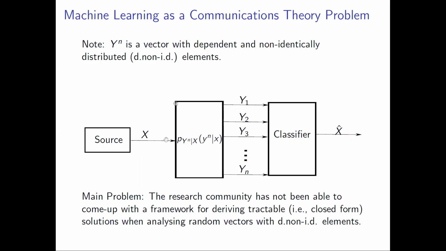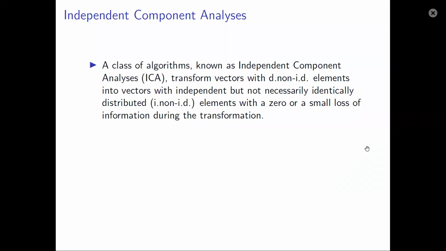Because of this dependency and the unknown conditional distribution, we cannot get to a closed form solution. We cannot derive tight upper bounds on the performance of classification. So how can we go around this problem? I believe we can go around this problem with independent component analysis. Independent component analysis is a class of algorithms that take as input vectors with dependent, non-identically distributed elements and produce output vectors with independent elements.